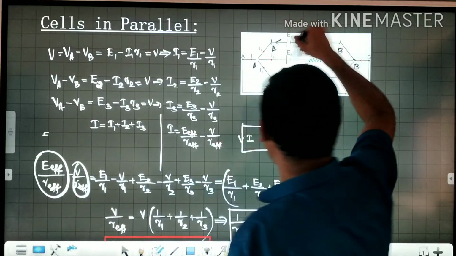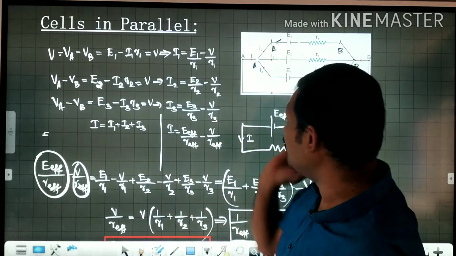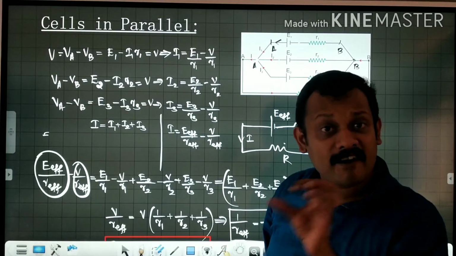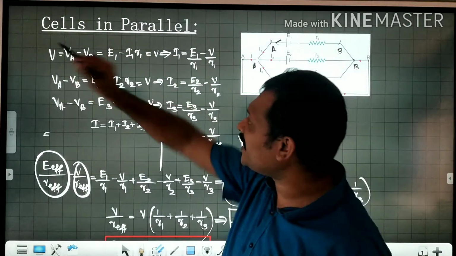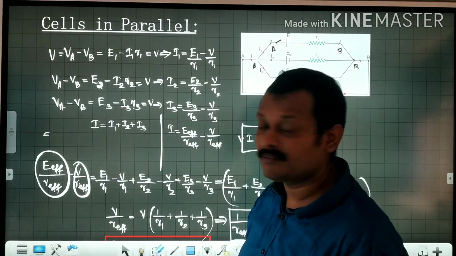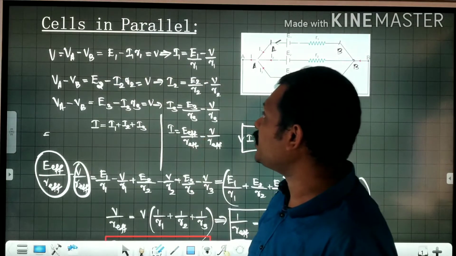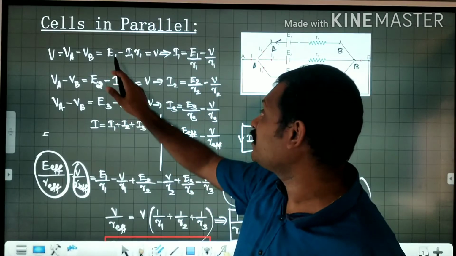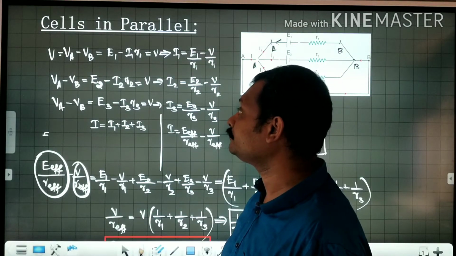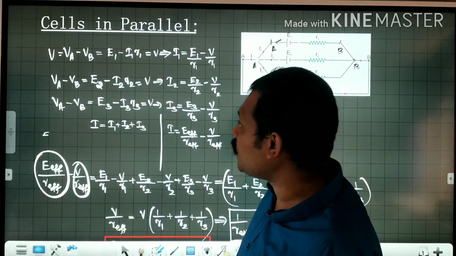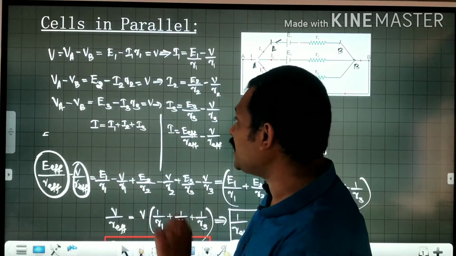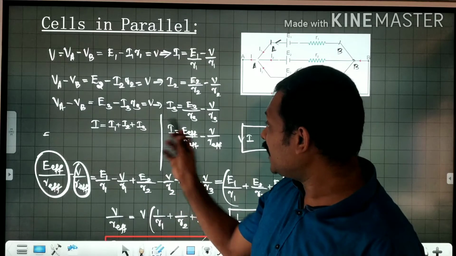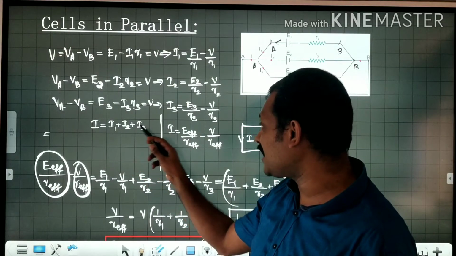You can see here, we connected 3 cells in parallel. The current is I1, I2 and I3 from each branch. All the cells are discharging because current is directed away from these cells. The first thing we can write is V is equal to VA minus VB, that is, V stands for the terminal potential. For the first cell, as it is discharging, it is E1 minus I1 R1. For the second cell, it is E2 minus I2 R2. For the third cell, it is E3 minus I3 R3. Correspondingly, we wrote the expressions for I1, I2, I3. Then using conservation, we wrote I is equal to I1 plus I2 plus I3.